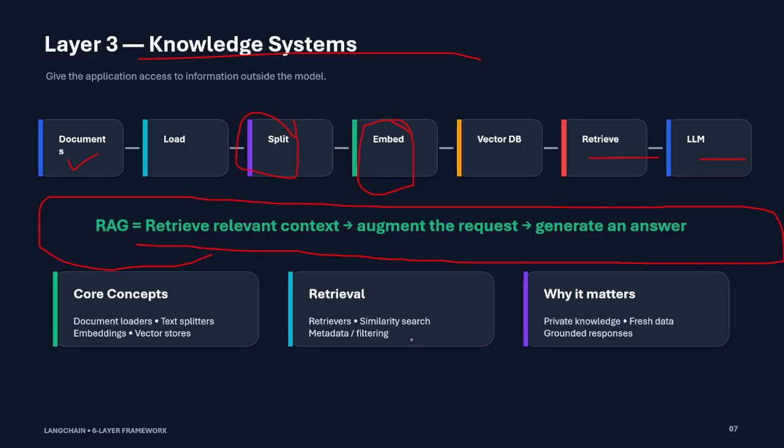Retrieval means when we are fetching the data from the vector database. In simple terms, why does it matter? Basically, it is providing some private knowledge.